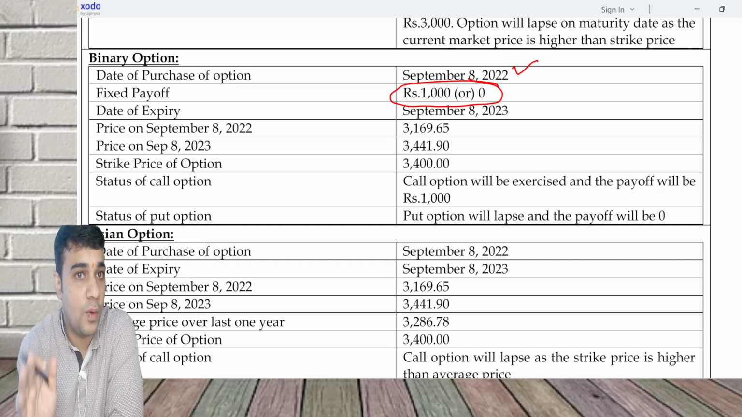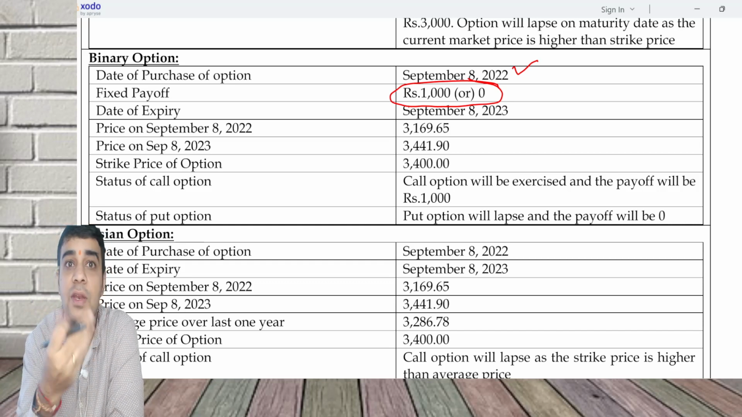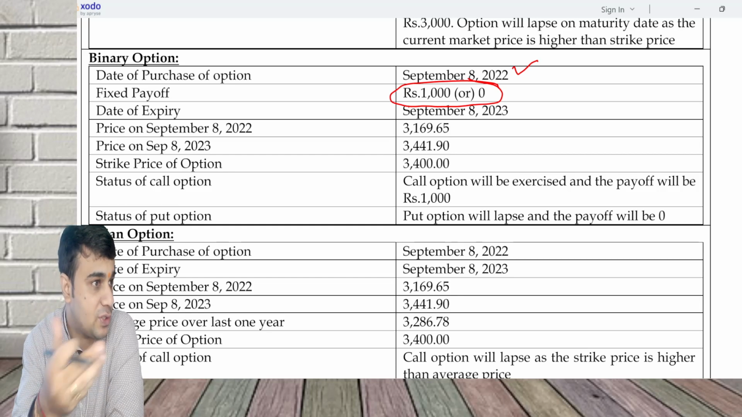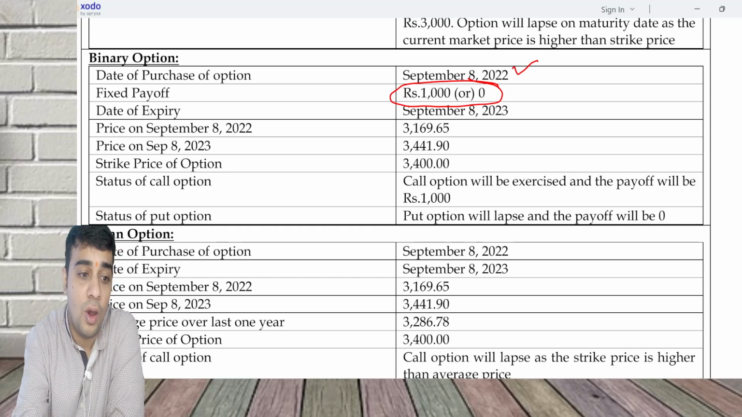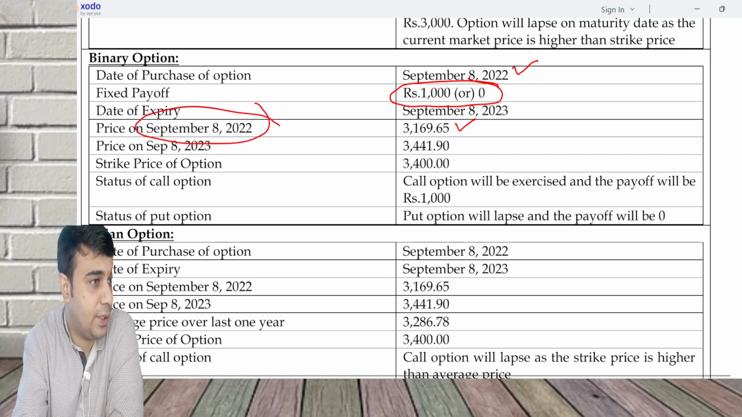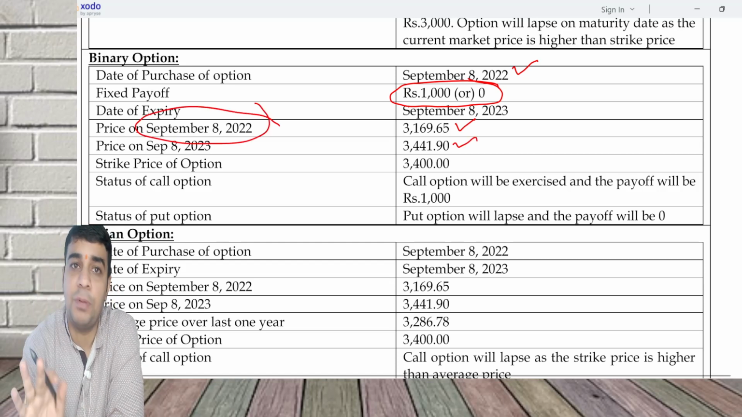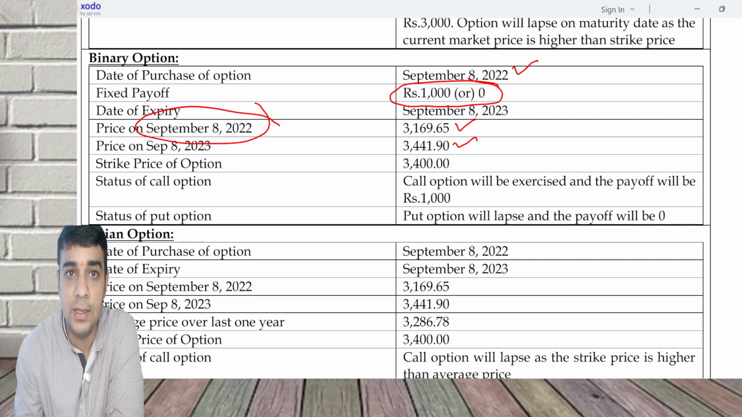Because at the money we normally say lapse, because the payoff used to be 0. Here it depends on the terms of the agreement, whatever they decide in the terms of the agreement. So this is the actual price on September 8, 2022. These are real numbers.